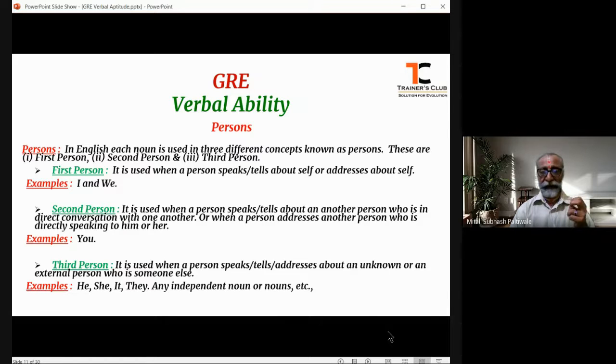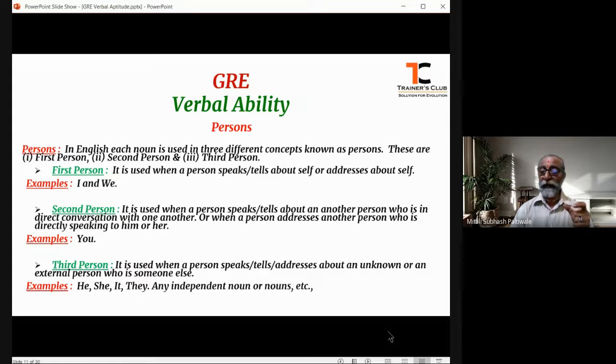Then the second person. The second person means when a person is addressing another person, one who is directly in conversation with him or her, right? So that is known as second person. In English, it is called you.